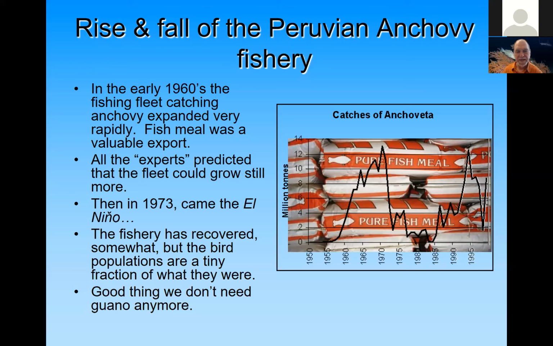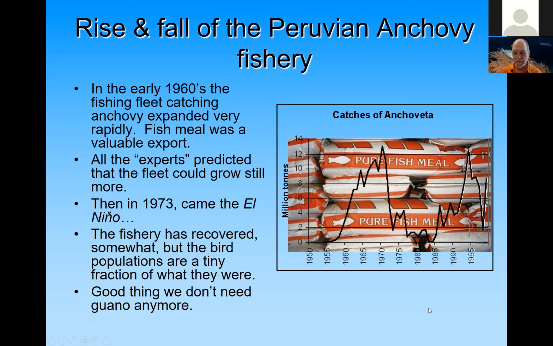Likewise, the bird populations, instead of being able to rebound quickly when the populations of anchovy returned, were also reduced. And so maybe it's a good thing that we don't depend on guano for fertilizer anymore. The decline of the anchovy fishery lasted over 10 years, so it was a long time before it recovered. And then when it recovered, they went right back into this cycle of overproduction. And then there was another El Nino year. So this was all kind of predictable.